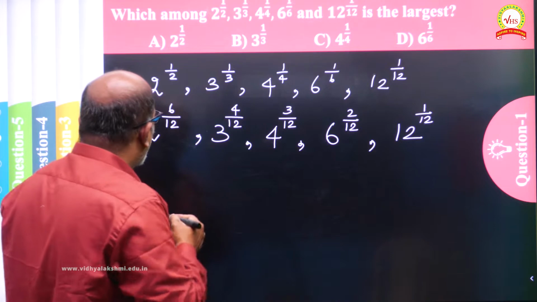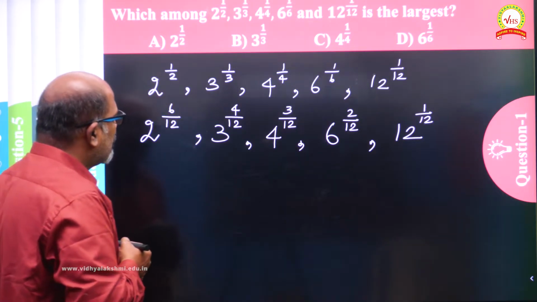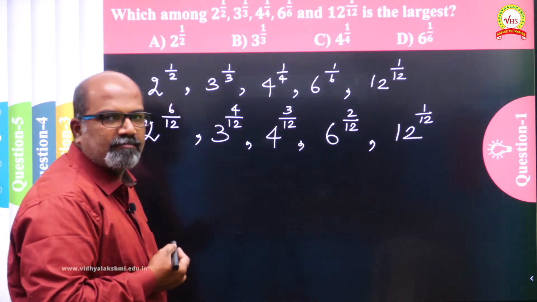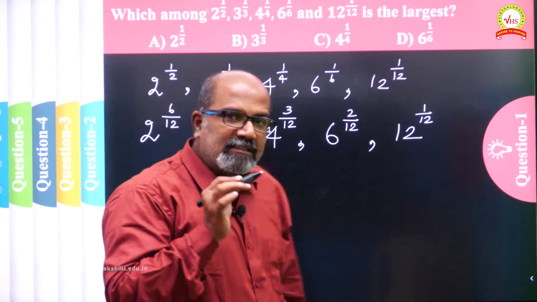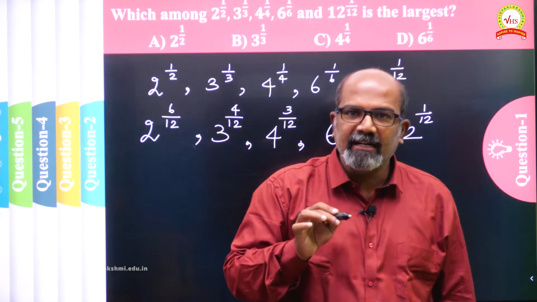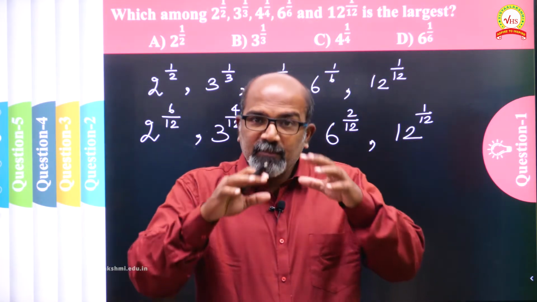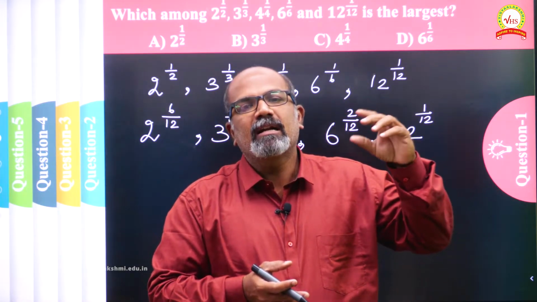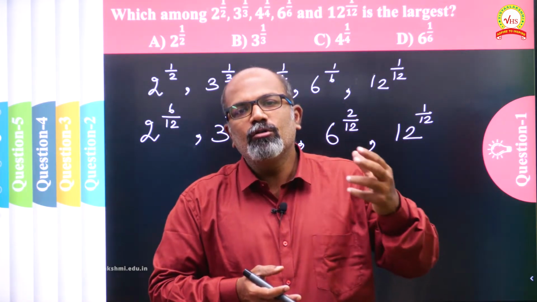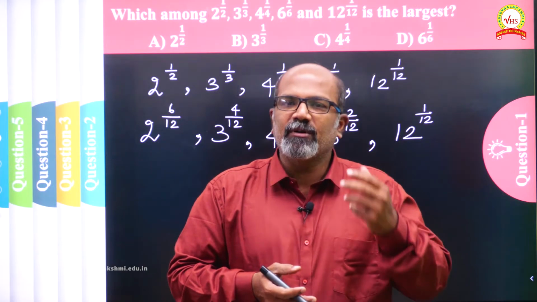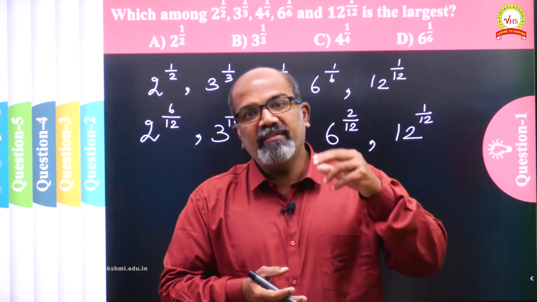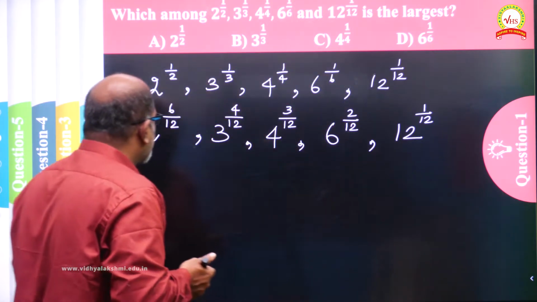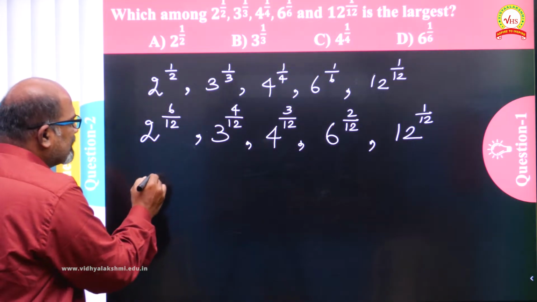Now next, in the case of comparing exponential values, we should have the same exponent. In the case of fractions, we should have the same denominator, but when we look at exponential values, we should have the same exponent for comparison. So I want to make each and every exponential value have the same exponent, the same power. For that, I am writing this in this form.